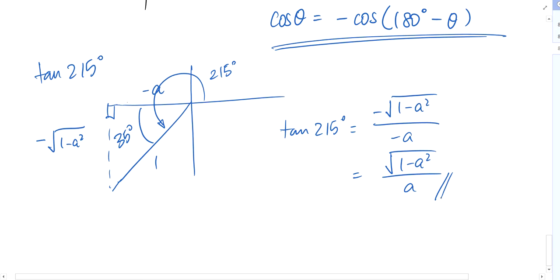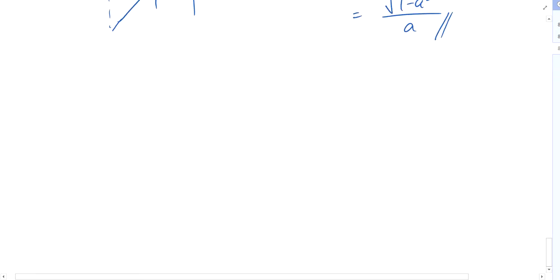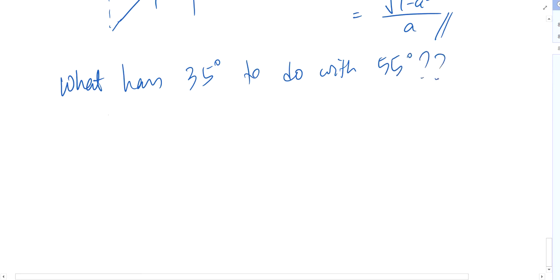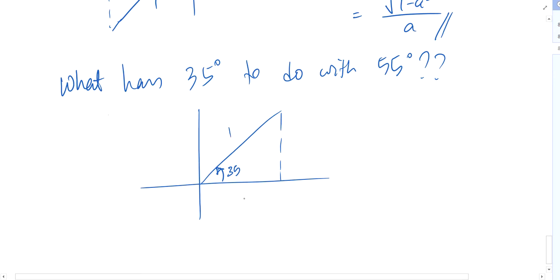And the final one, cosine 55 degrees. Okay, this one is a little tricky. What has 55 degrees got to do with 35 degrees? So in the first triangle, first quadrant earlier on, we said that this was 35 degrees. We had radius 1. We had this being a, right? And this was square root 1 minus a squared. 90 degrees. So where's my 55 degrees?